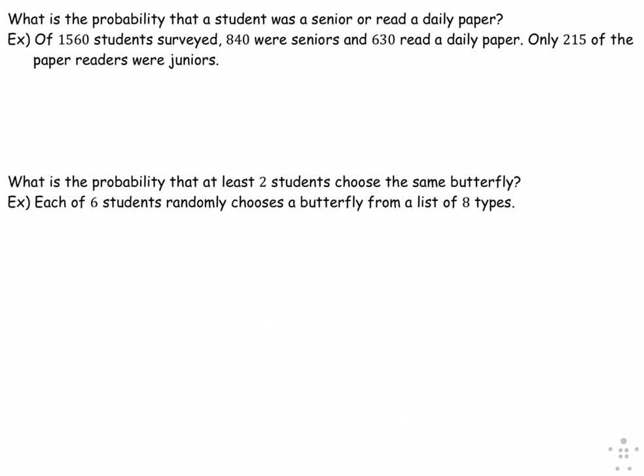We get the following formula. So we want the probability of selecting a senior or someone who was surveyed who reads the newspaper. Now, we have some seniors who also read the newspaper. So that's why this is an example of inclusive events. So we add the probability of pulling out a senior from the survey, plus the probability of someone who reads, and then minus the probability that they do both, that they're a senior and they read the daily paper.